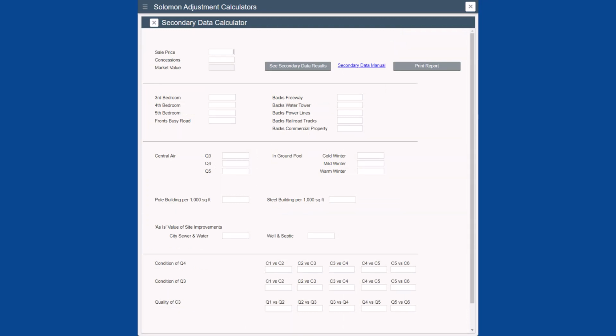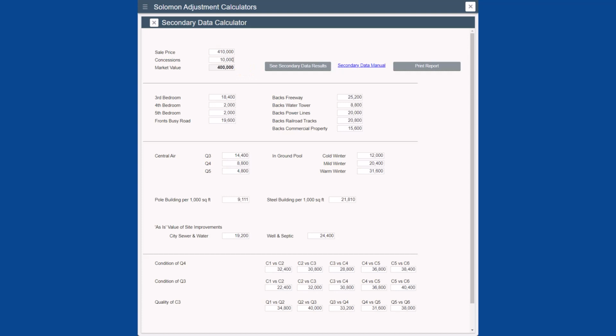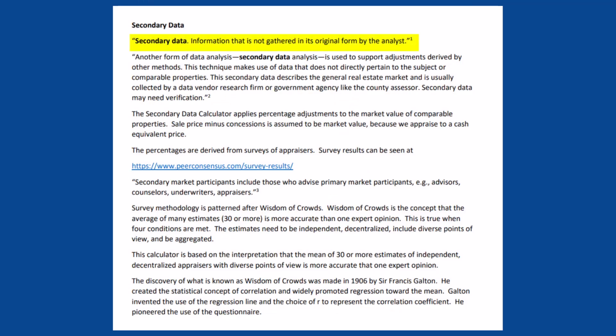Secondary data. Enter sale price and concessions for a comparable property. Click the See Secondary Data Results button. Before using these results in a report, learn about the nature of secondary data by clicking the blue link. Secondary data is information that is not gathered in its original form by the analyst. Secondary data is used to support adjustments derived by other methods.